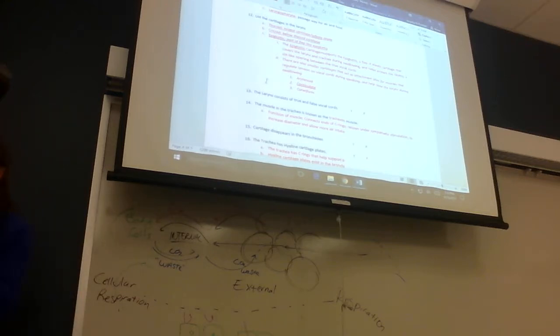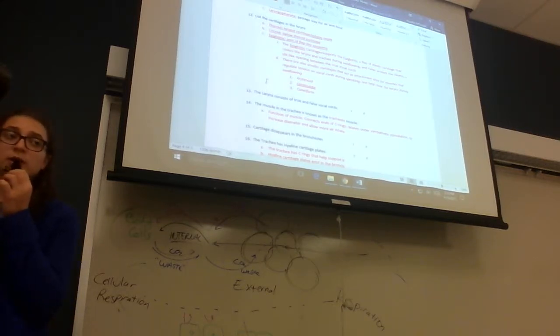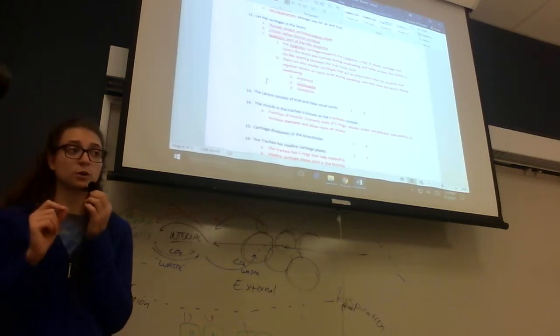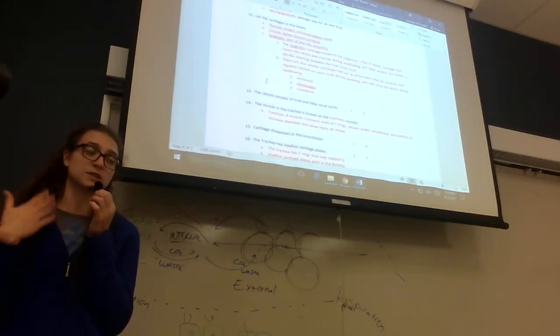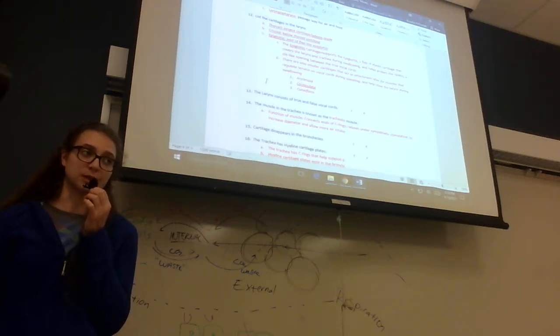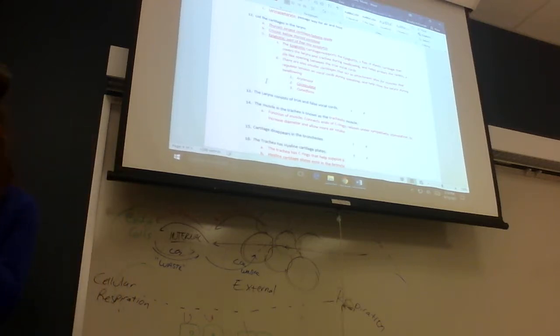In the larynx, this next one is true or false. The larynx consists of true and false vocal cords. This is true. If you look in your textbook, you'll see a picture of true and false vocal cords. True vocal cords actually produce speech. False vocal cords don't produce speech. That's pretty much the difference between the two.